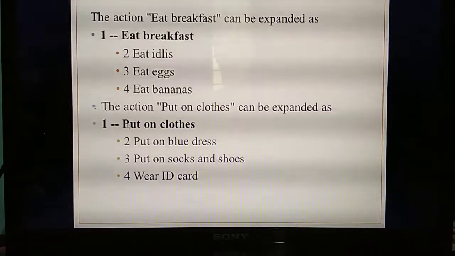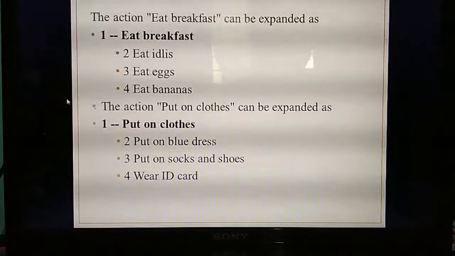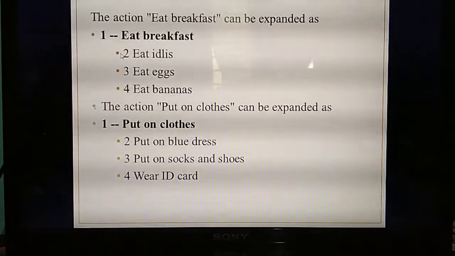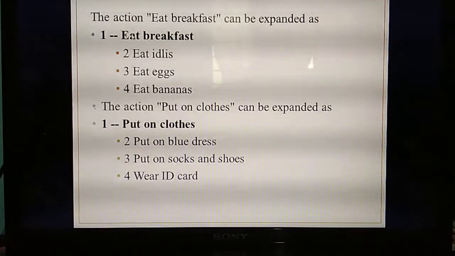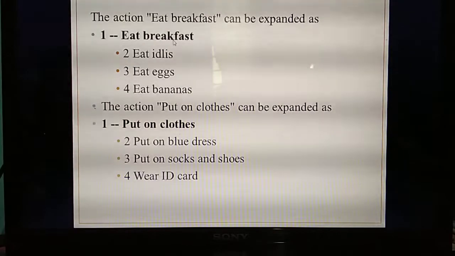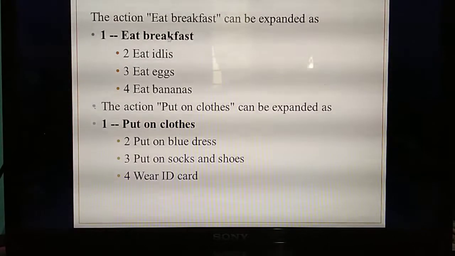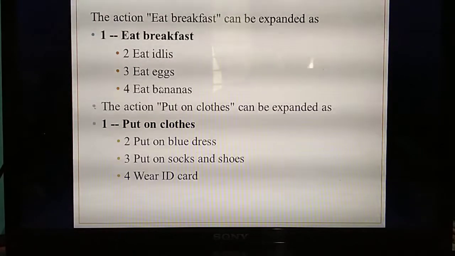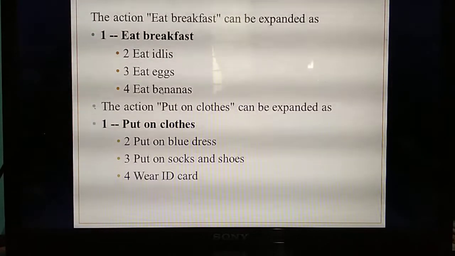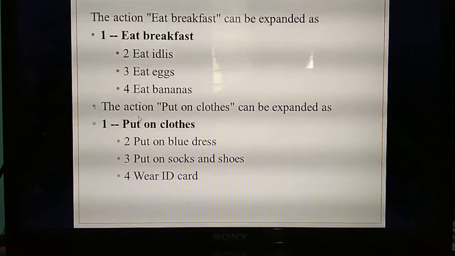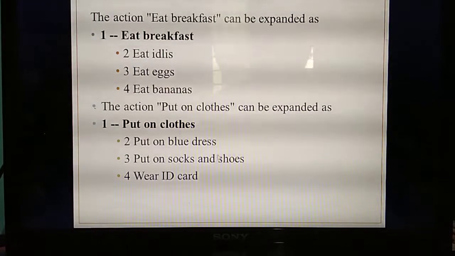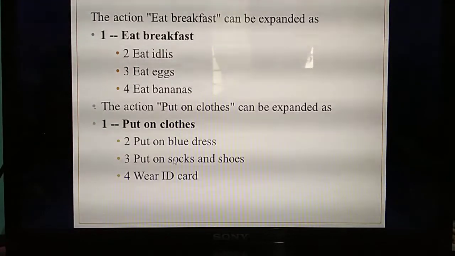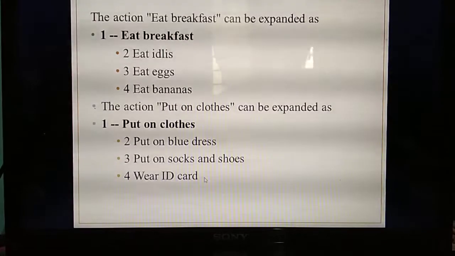Understand now refinement. Main problem is get ready for school. That is divided into three types: eat breakfast, put on clothes and leave from home. Again, they have split these three sub-problems into smaller problems. Eat breakfast, they have classified into eat idlis, eat eggs and eat bananas. Next, what's the second sub-problem? Put on clothes. Again, they have expanded this into put on blue dress, you can wear blue uniform. Next, put on socks and shoes, wear ID card, etc.